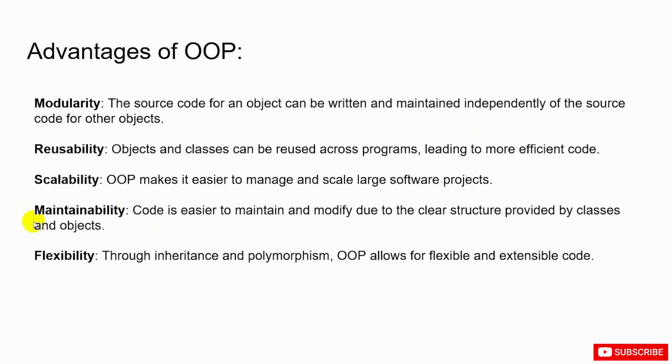The next advantage is maintainability. Code is easier to maintain and modify due to the clear structure provided by classes and objects. And last, flexibility. Inheritance and polymorphism in object-oriented programming allow for flexible and extensible code.